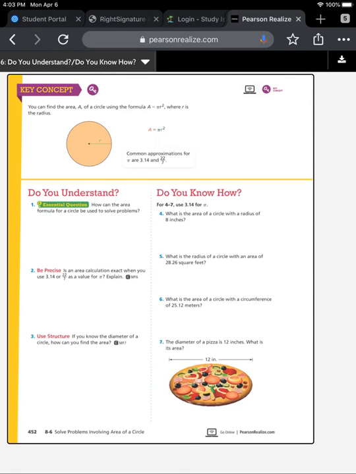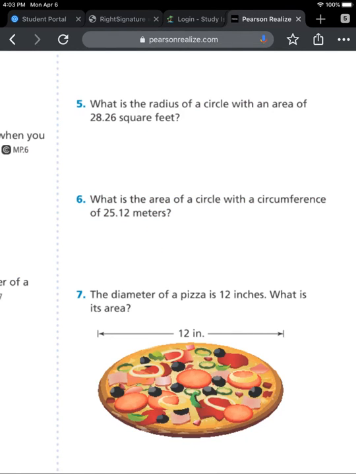So from here, we're going to do a couple from page 452, numbers 4 and 5, tie right in nicely with what we're talking about. Did I say 4 or 5? I meant 5 and 6. All right, let's look at number 5. Number 5, it says, what is the radius? So they're asking us for the radius of a circle with the area of 28.26 square feet.